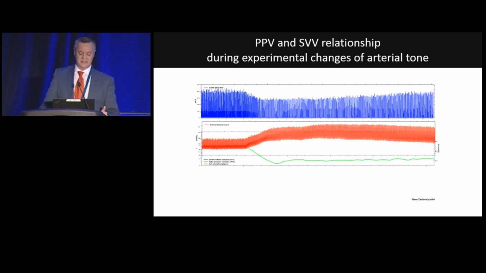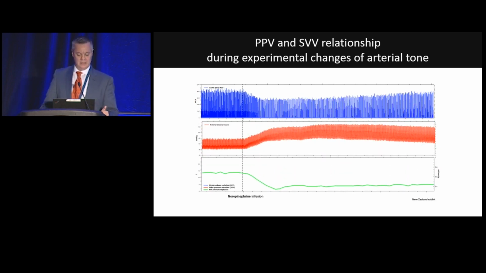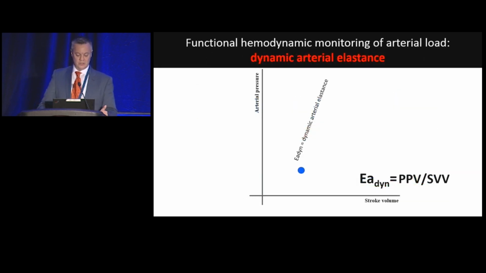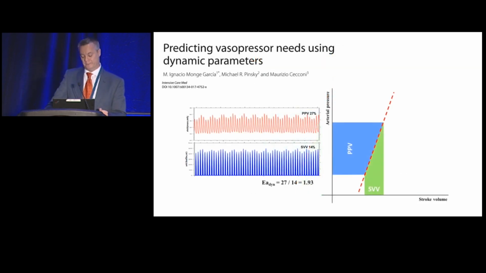For example, we can see this example in an experimental animal. This is the blood flow measured with a Doppler, and this is the arterial pressure. Here you can see the stroke volume variation in blue and the pulse pressure variation in red. We can see the relationship changing over time due to a change in the arterial tone when we start a norepinephrine infusion. So we can use these changes in the stroke volume and pulse pressure for defining the slope of the pressure-volume relationship. Let me show how.